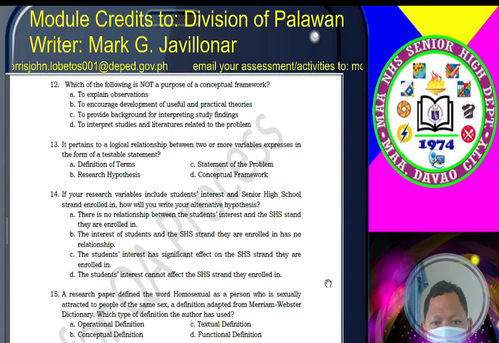B. The interest of students and the senior high school strand they are enrolled in has no relationship. C. The student's interest has significant effect on the senior high school strand they are enrolled in. D. The student's interest cannot affect the senior high school strand they enrolled in. Okay, correct answer is letter C.